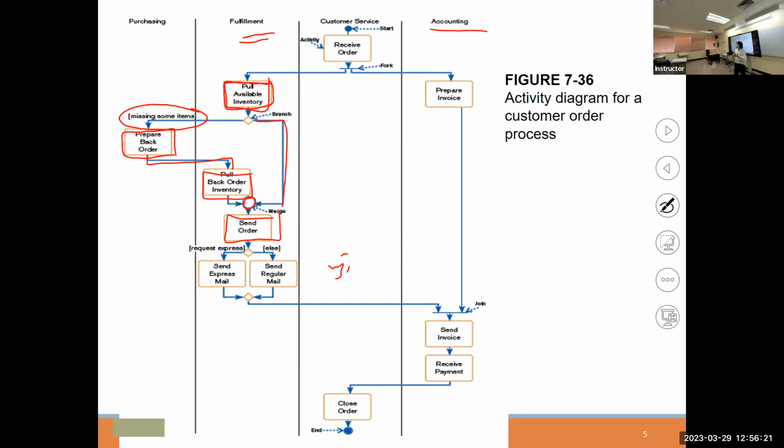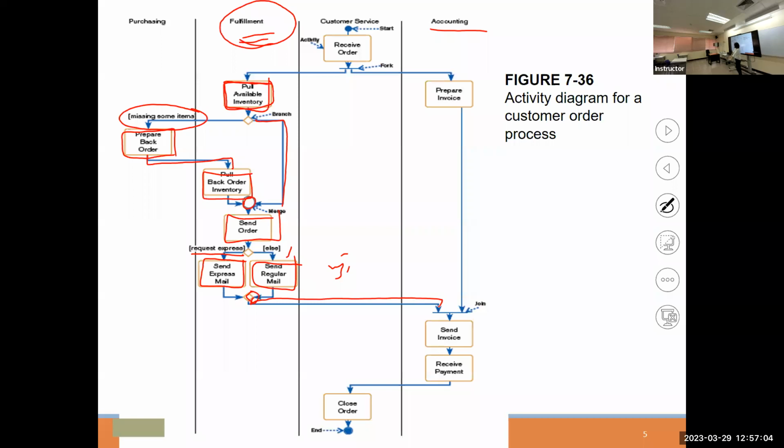Send the order means deliver, make the delivery. The fulfillment handles everything of this, okay? Then in this case, we check whether, from the purchase order, the user requests express service of the delivery or otherwise uses regular service of the logistics. So if requested express service, we send by express mail, otherwise send by regular mail, and merge them to a combine point together.